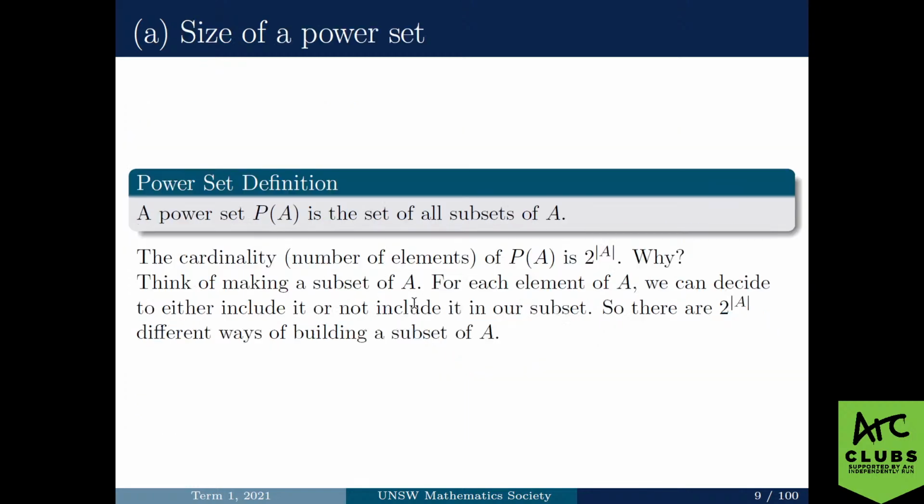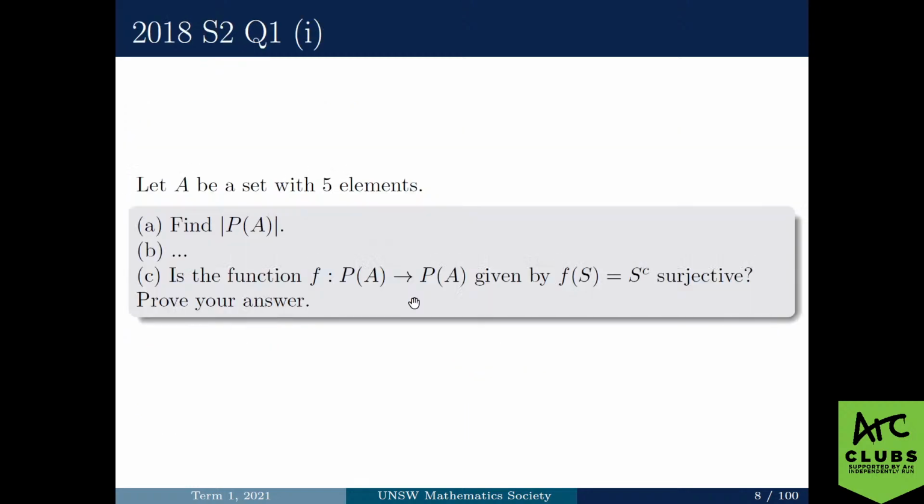In the second question, we're going to skip B because it was not really topic 1. So we're just going to do C. In C, it asks us a question. Is the function f from the power set of A to the power set of A given by f of s equals s complement surjective? It says prove your answer. This question doesn't really say prove that this is true or prove that this is false. We have to decide for ourselves first and then prove.